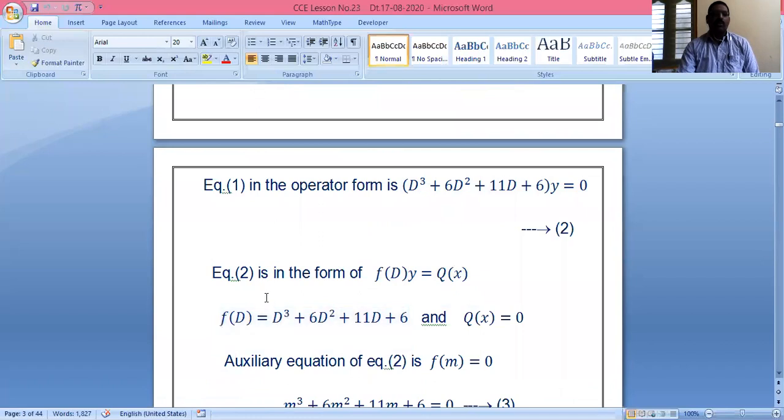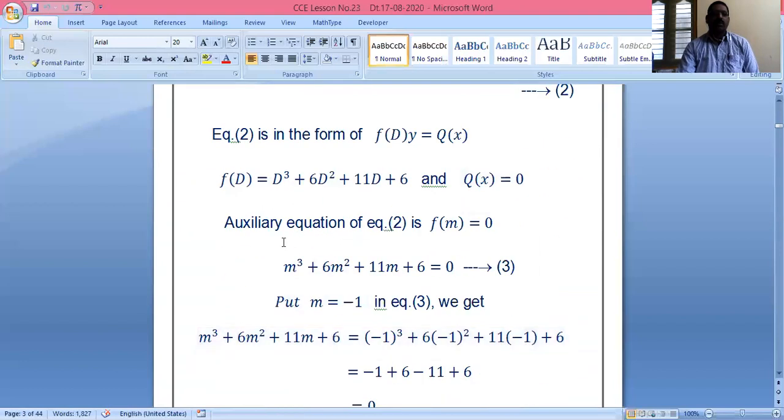Now, equation 2 is in the form of f of d into y is equal to q of x. Here f of d is equal to d cube plus 6d square plus 11d plus 6 and q of x is equal to 0. Now auxiliary equation of equation 2 is f of m is equal to 0. That implies m cube plus 6m square plus 11m plus 6 is equal to 0. Let this equation be 3.